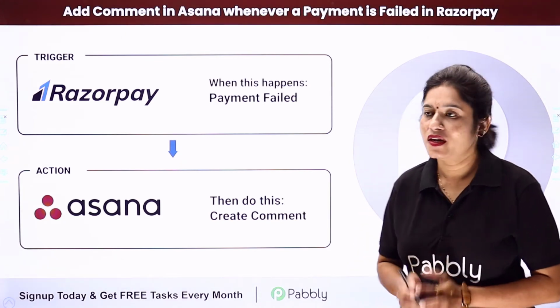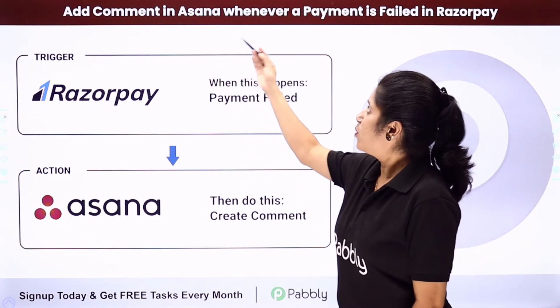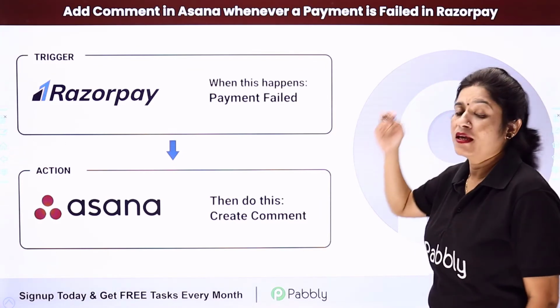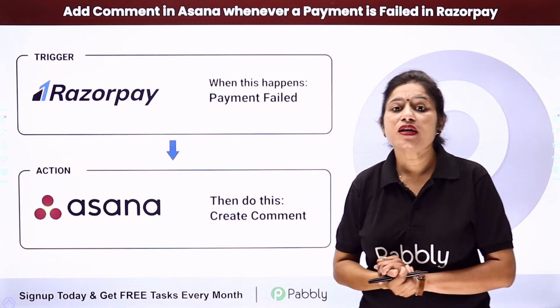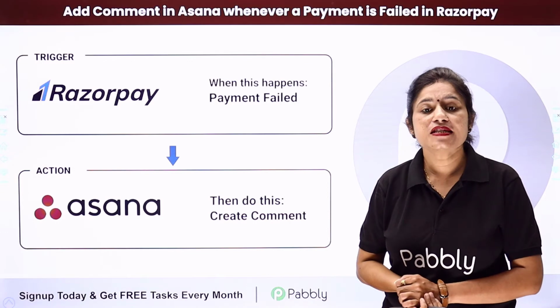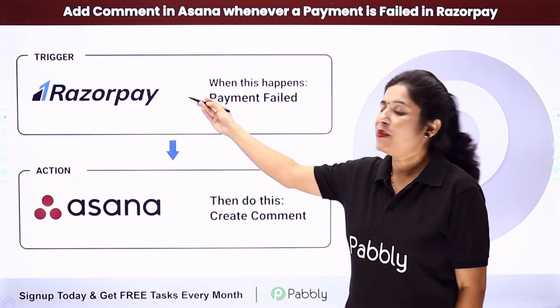In this video, we are going to learn how you can add a comment in Asana whenever a payment is failed in Razorpay. So let's take an example that you are selling some products digitally and you are collecting the payments for the same using your Razorpay payment link.